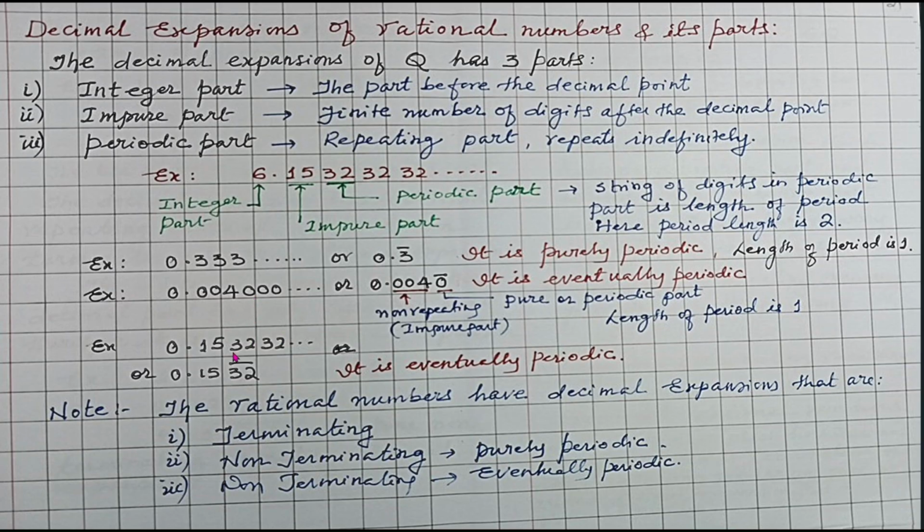Let us take one more example, 0.153232. Here 15 is non-repeating, 32 is repeating, therefore 32 bar. So this is called eventually periodic. The earlier one is purely periodic, and this is eventually periodic, this is also eventually periodic. Therefore remember that rational numbers have decimal expansions that are terminating, non-terminating purely periodic, and non-terminating eventually periodic. Those are some of the important properties of rational numbers we have learnt.